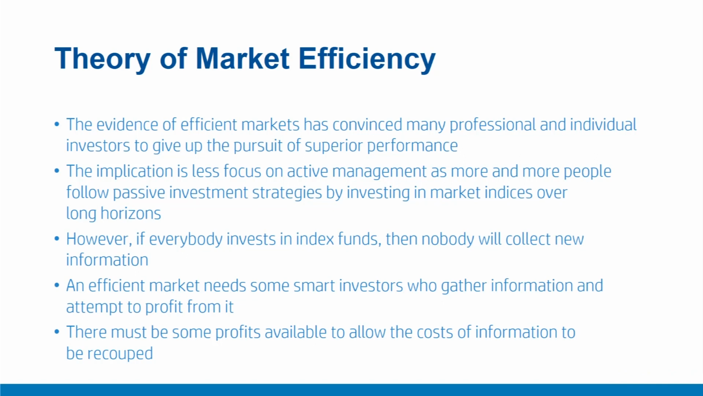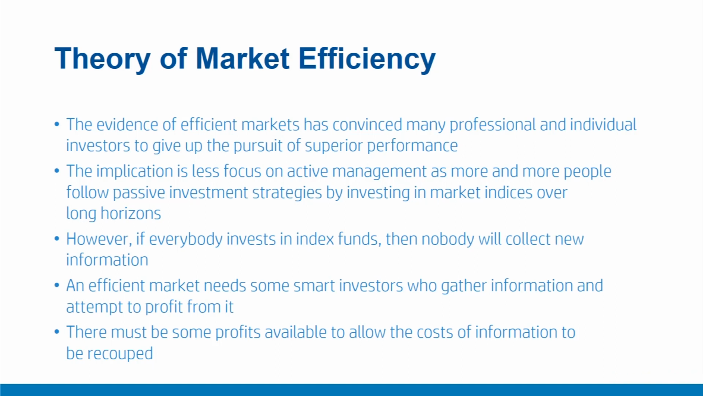If all investors hold index funds, then nobody will be collecting information and prices will not respond to new information when it arrives. An efficient market needs some smart investors who gather information and attempt to profit from it. To provide incentives to gather costly information, prices cannot reflect all the information. There must be some profits available to allow the cost of information to be recouped. But if the costs are small relative to the total market value of traded securities, then the financial market can still be close to perfectly efficient.